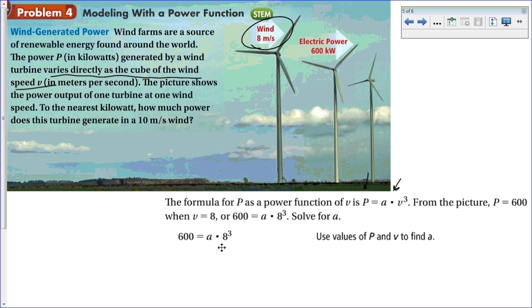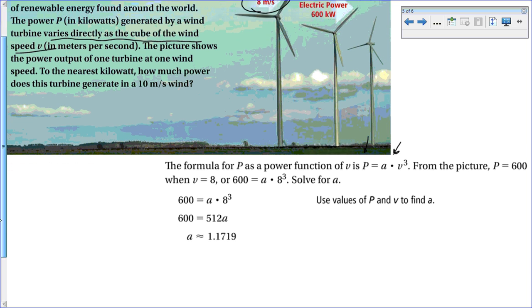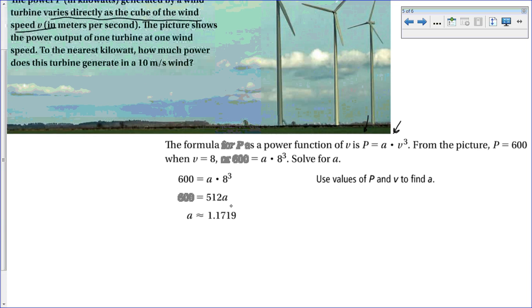Right? So then now all we have to do is simply solve for A. So we know 600 equals 512A because 8 cubed is 512. And then of course we divide both sides by the 512 to get A is approximately 1.1719. So now we found our proportionality constant. So now we can figure out how much power is produced when the wind speeds up to 10 meters per second. Because now all we have to do is rewrite our original formula with A this time.